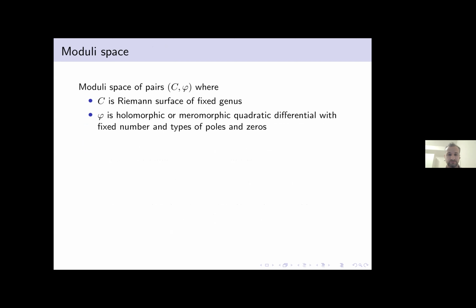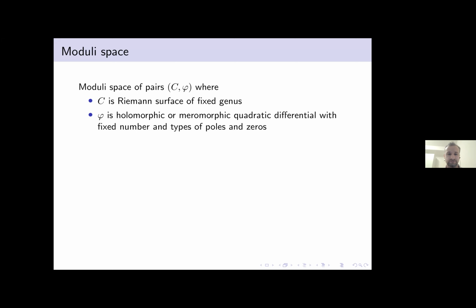Yeah, so now let me leave the flat geometry a bit behind and talk about the moduli space, where again I'm varying both the complex structure on the Riemann surface and the holomorphic or meromorphic quadratic differential. But what's fixed is the type of the zeros and poles. So, for example, if I have a double zero, it's not allowed to split into two simple zeros or things like that. Poles and zeros cannot collide and split and so on.